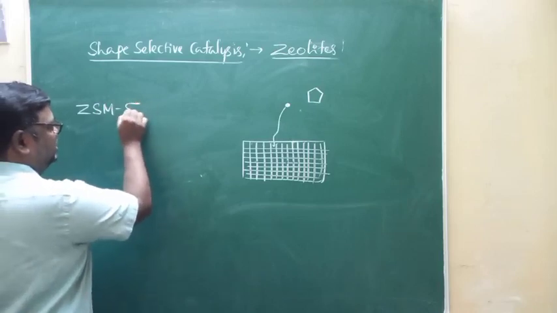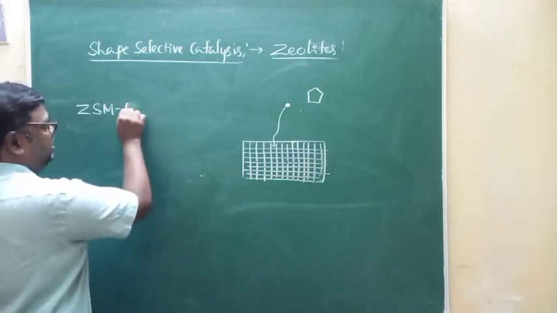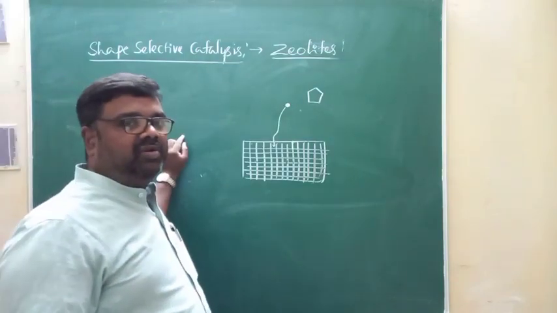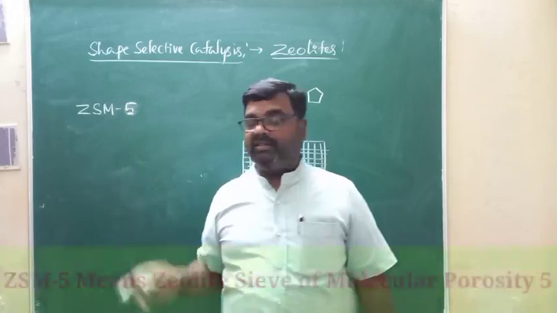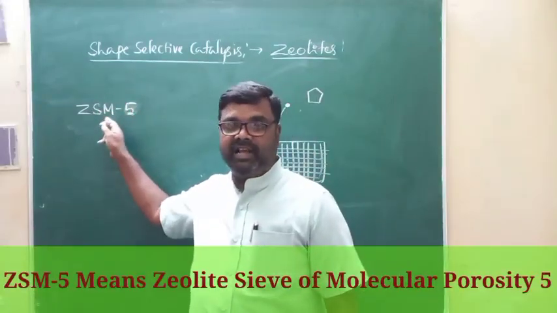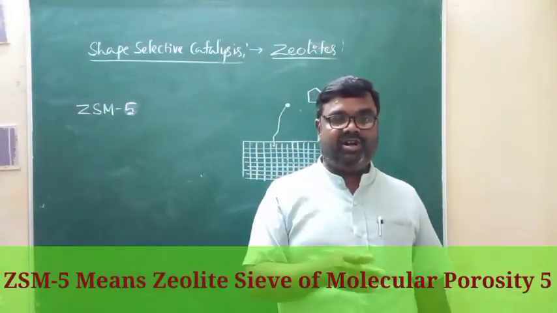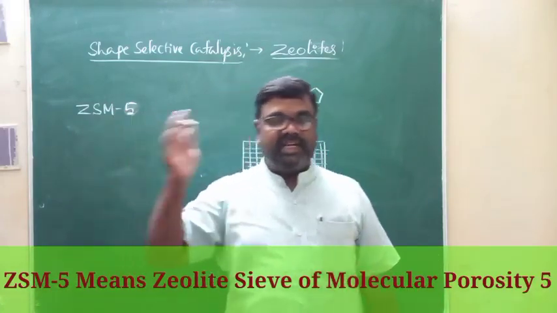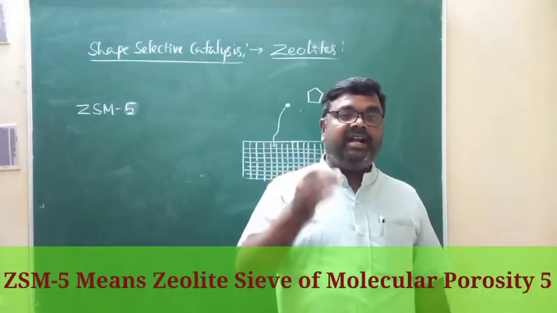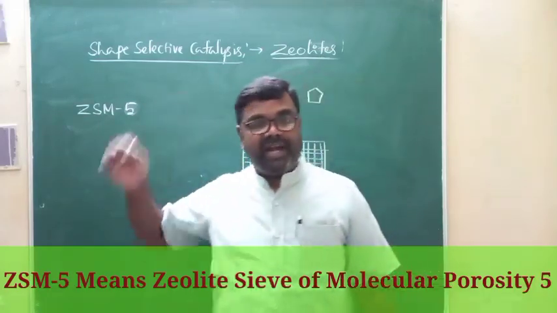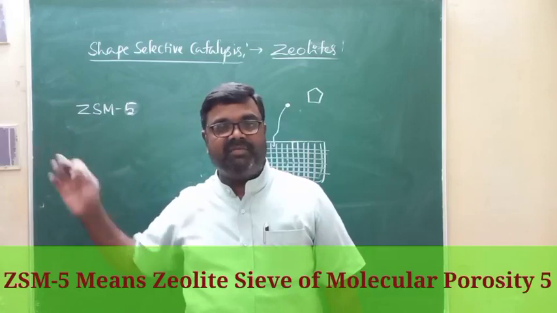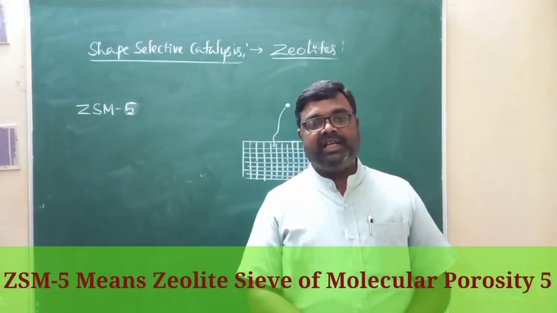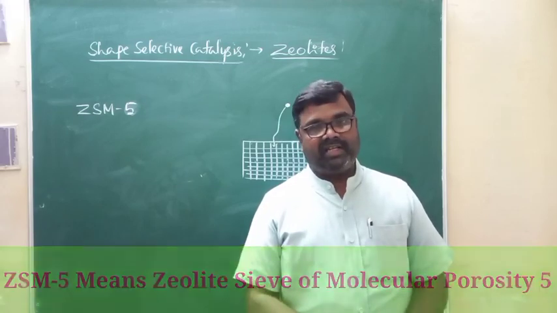ZSM5 is one zeolite. It acts as a catalyst in the conversion of alcohols into gasoline. That is, ZSM5 is used as a catalyst in the conversion of alcohols into petrol. Here in this reaction, ZSM5 will bring about dehydration of alcohols into a mixture of hydrocarbons, and that is nothing but petrol. So this is what we call the ZSM5, one of the examples for shape selective catalyst.